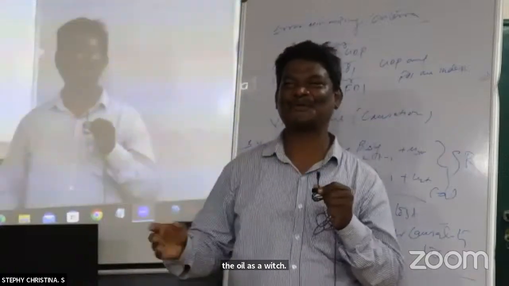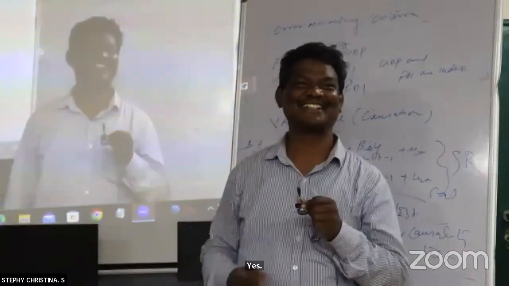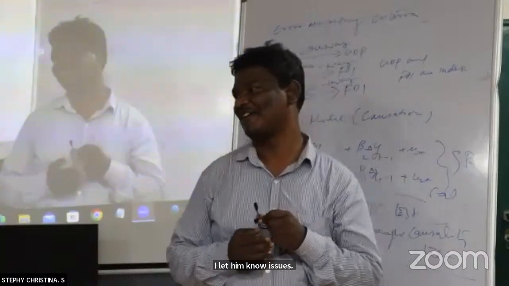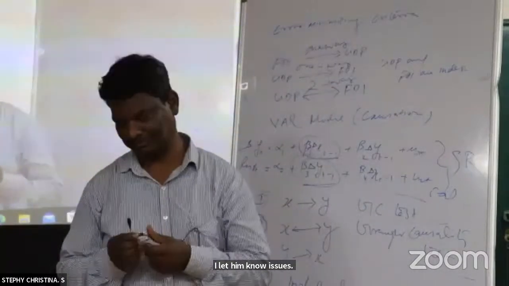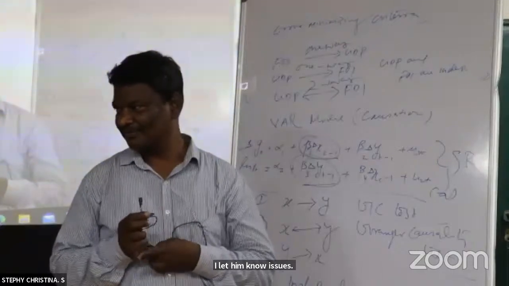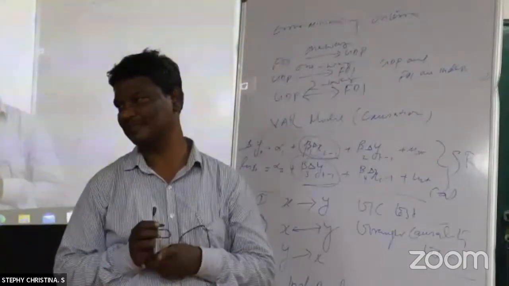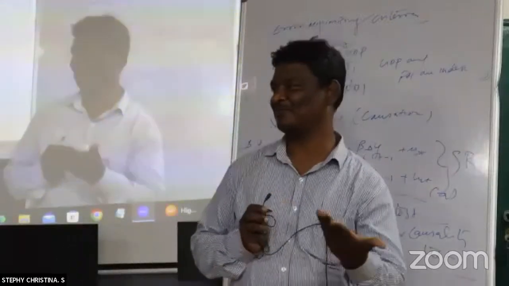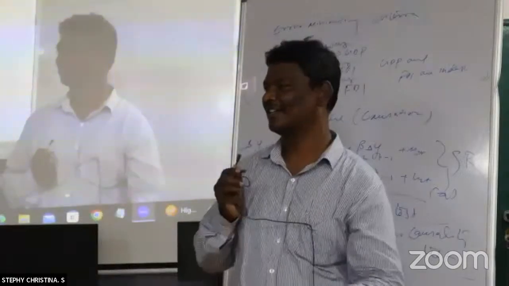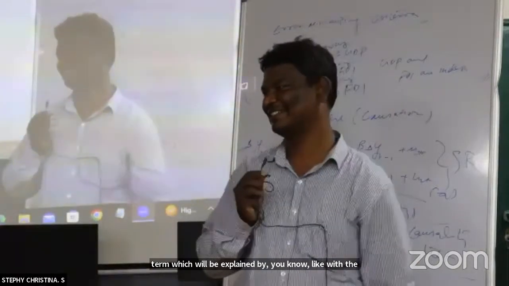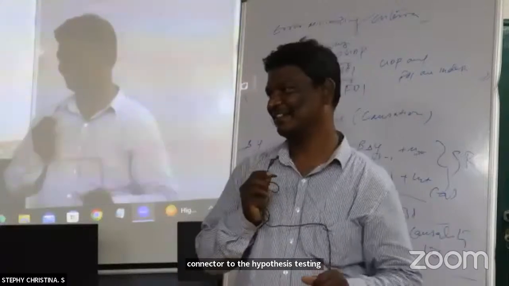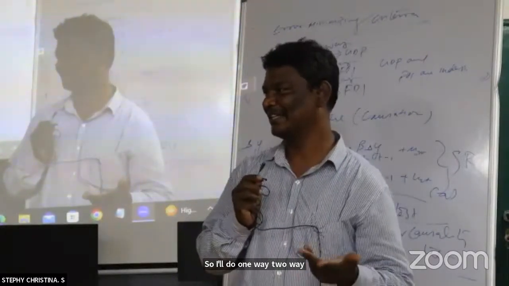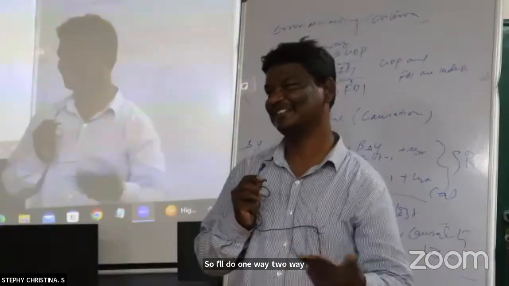We can compare correlation and regression. But the umbrella name for that possibility is correlation. Causal is a term which is explained in connection with hypothesis testing. We are using the term causality, one way, two way. Correct? No. A different term actually.